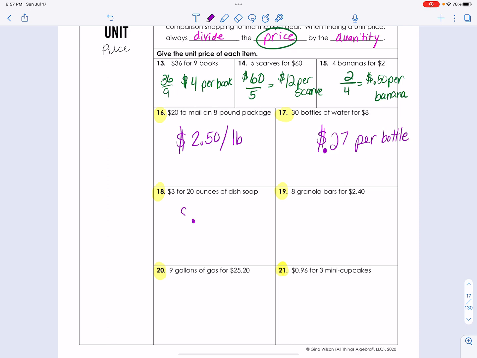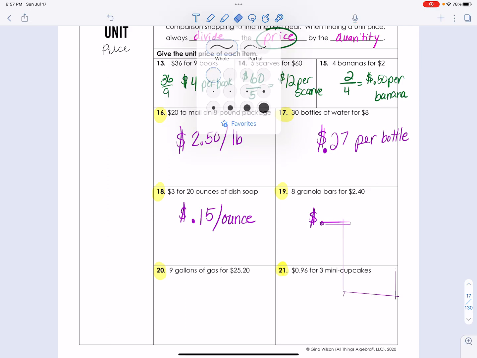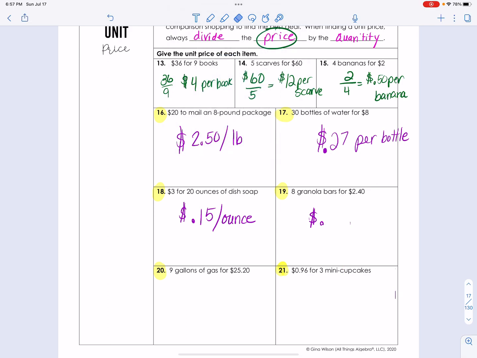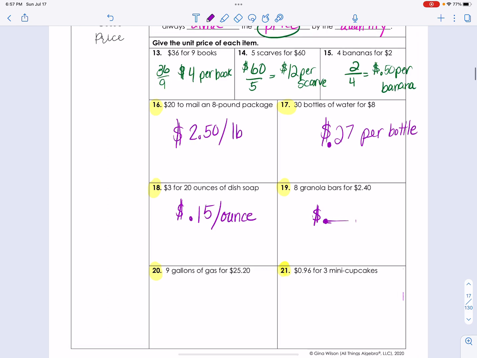The next one is 15 cents per ounce. The next one is 30 cents. Oh, I gotta get a new tip there. Give up, please don't stop. Keep recording, good. 30 cents per bar.